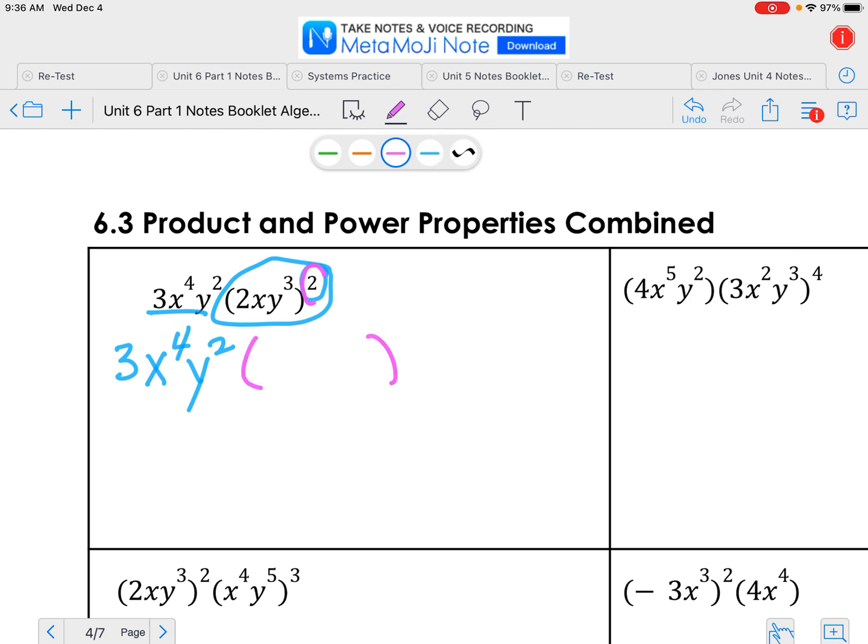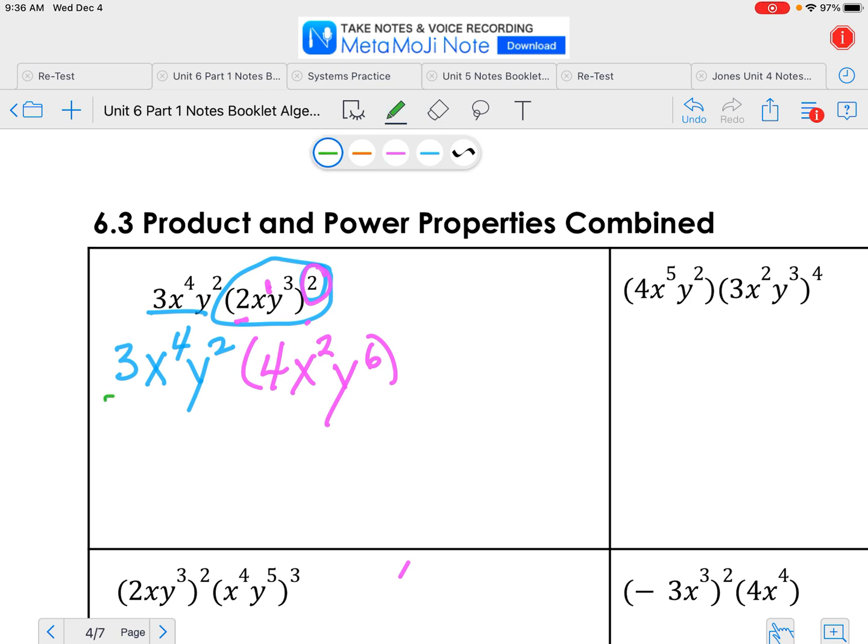Now I've got to distribute this exponent. 2 to the second power is 4. Now we take our exponents and multiply them. So this is an imaginary 1. 1 times 2 is 2. 3 times 2 is 6.